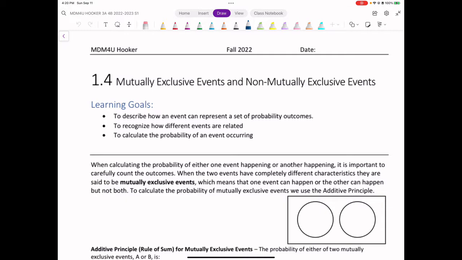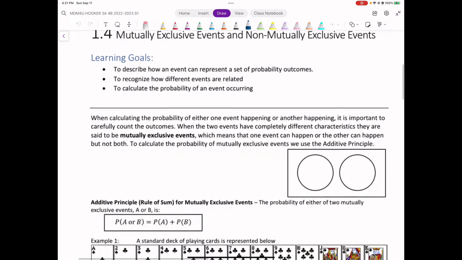So when calculating a probability of either one event happening or the other happening, it's really important to carefully count the outcomes. When two events have completely different characteristics, they are said to be mutually exclusive events, which means that one event can happen or the other event can happen, but both can't happen at the same time. So in other words, to calculate the probability of the mutually exclusive events, we're going to use the additive principle. So what do I mean?